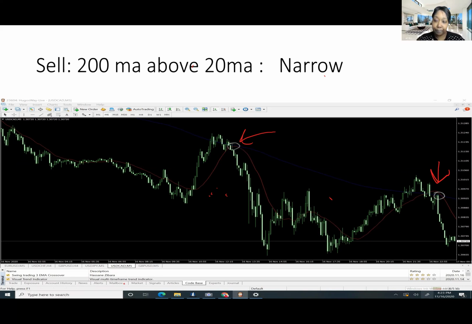The drop is always going to be a little more intense than the climb. Just remember that. The drop is always going to be a little more intense than the climb. Look at that, bam, right at that narrow point. At the narrow point, you'll see it's a strong push.